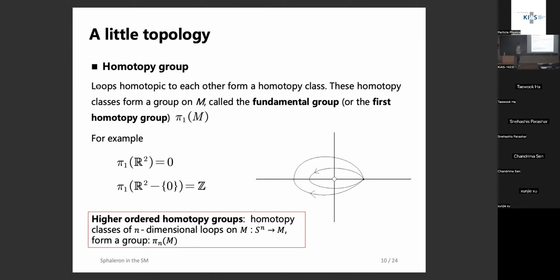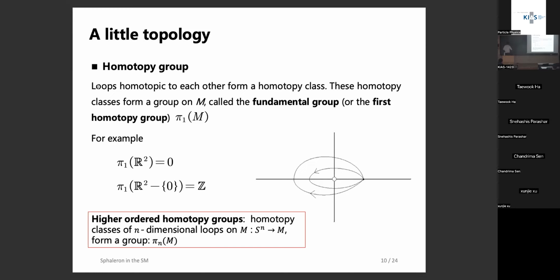So you can see this is trivial because in a plane, when you draw some loops, you can continuously transform them to a single point. So all of the loops in this homotopy class are identical to one point. So this is trivial. That is why the homotopy group defined on R2 is 0, is trivial.